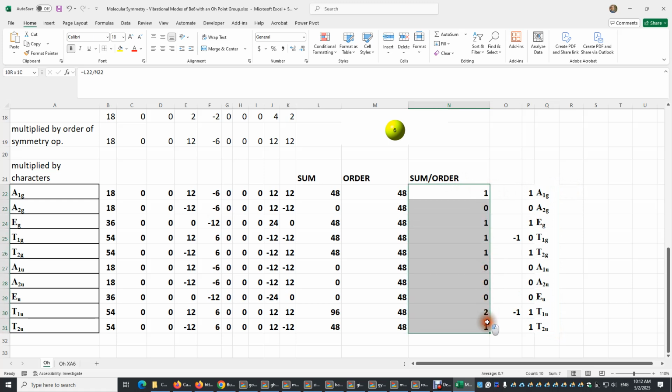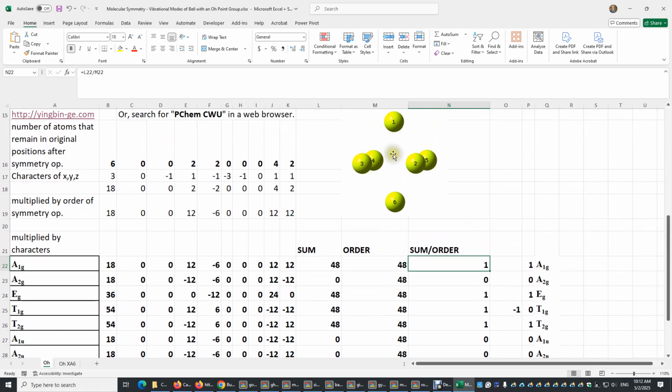Simply, it means we have one motion with A1G symmetry, or irreducible representation. And this A1G means totally symmetric, so you can imagine this corresponds to the symmetric stretching of this structure.